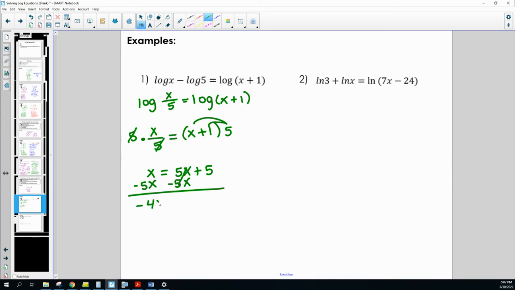So I get negative 4x equals 5. I'll divide both sides by negative 4. So x is equal to negative 5 over 4.